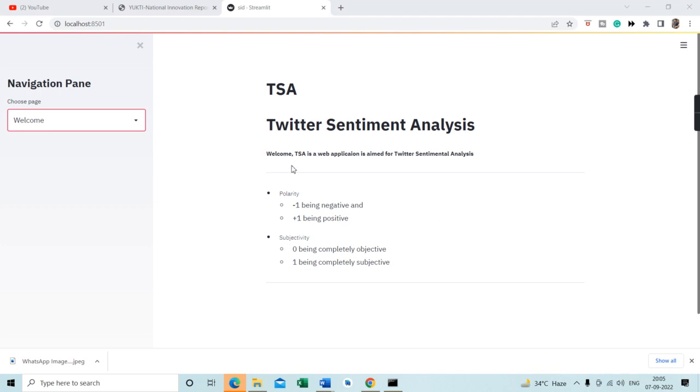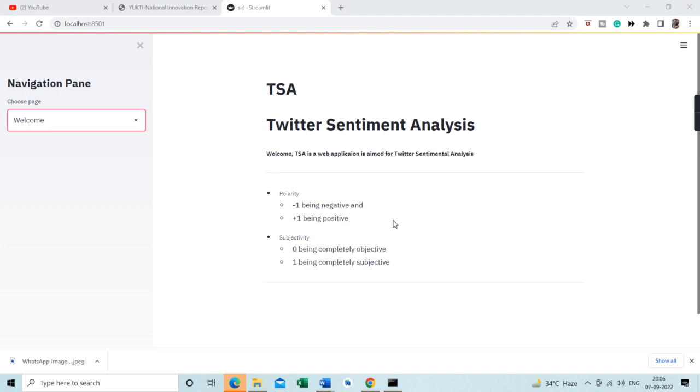So the sentimental value will be of two types. First one is polarity and second is subjectivity. Polarity will range from minus 1 to 1. Minus 1, if the value is negative, then it will tell us that it is a negative tweet. Plus 1 will tell us if the value is positive, then it is a positive tweet. Subjectivity will range from 0 to 1.